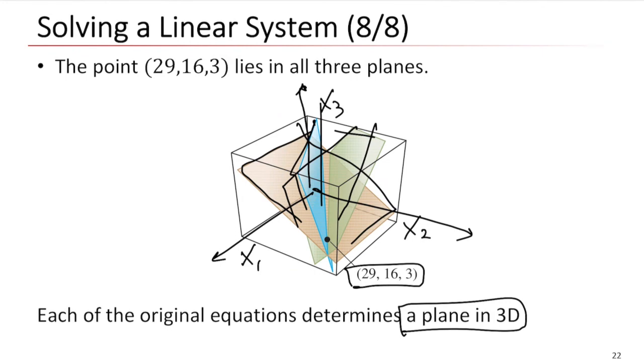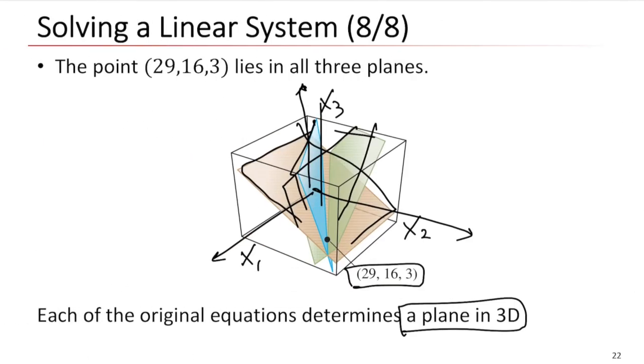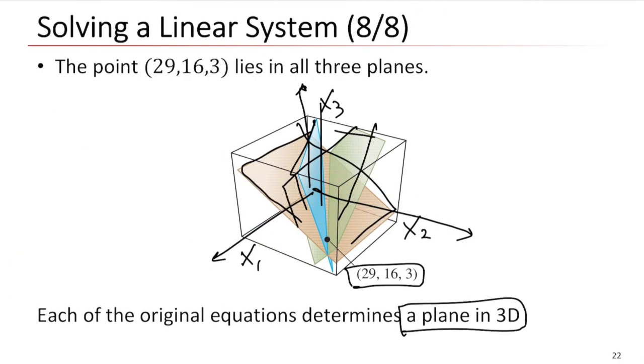So what is that? This will be the elementary row operation. Next time we will learn what the elementary row operation is and how we can solve this linear system in the matrix domain.